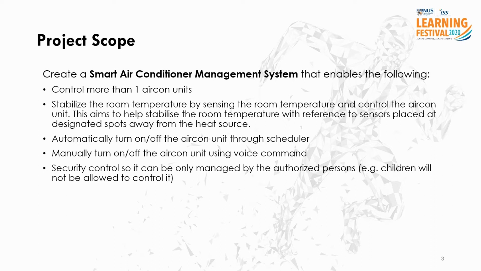This feature will help users to switch on or off the aircon through voice command even though there is no internet connection. The fifth one is security control, so it can only be managed by authorized persons. This feature will allow users to share the control with authorized persons. For example, in a household, the husband can share the control with his wife and even other family members who come for a short visit and stay in one of the rooms. For a company, a supervisor can share the control with his or her direct reports.